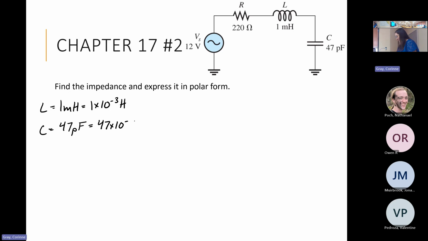Negative 12. If we had a 10 to the positive 12 farad capacitor, I do actively believe that would cause great harm. All right. Problem. What's the problem that we have here?